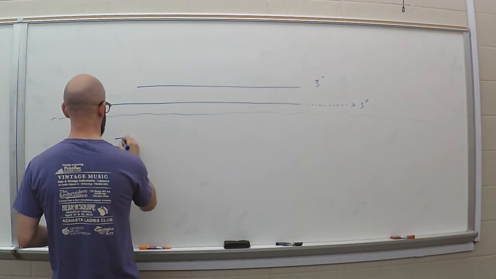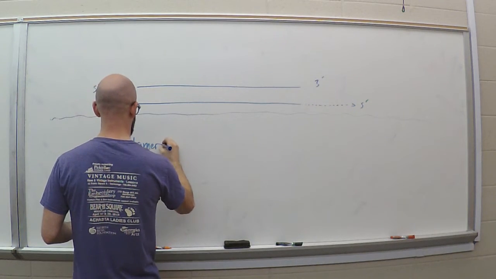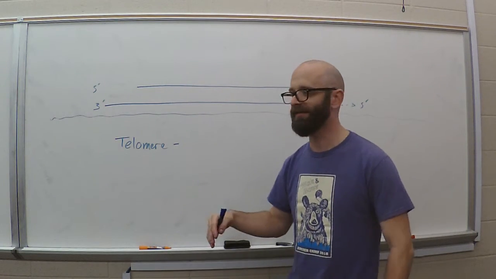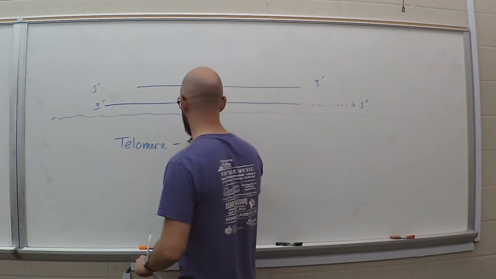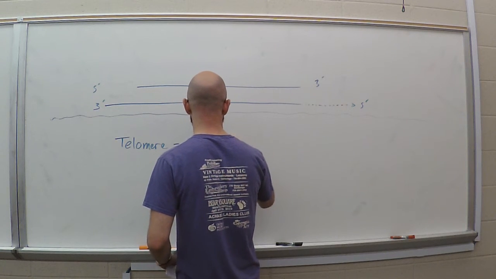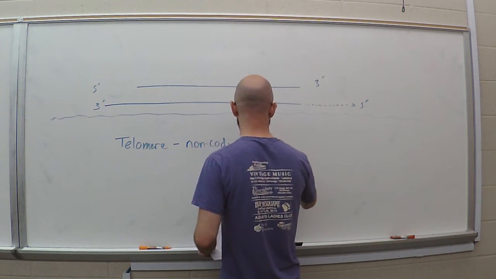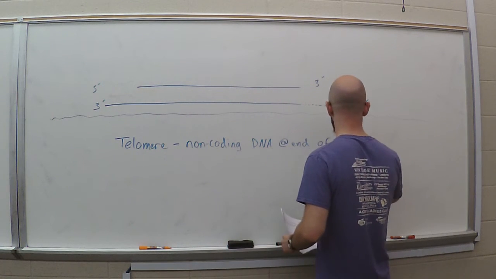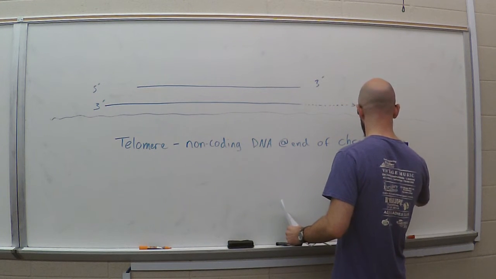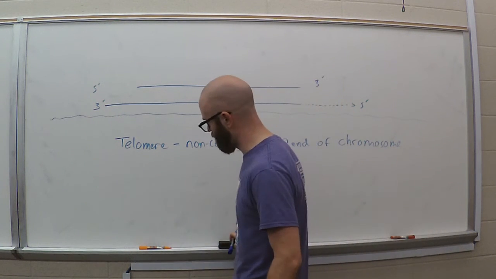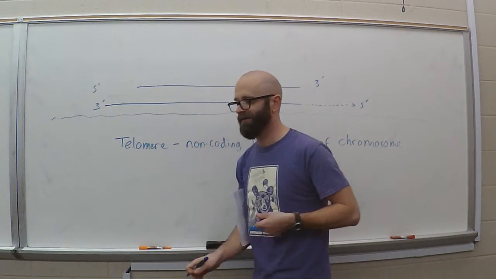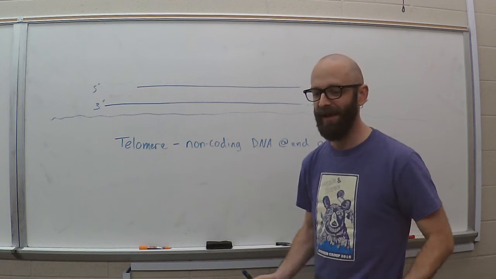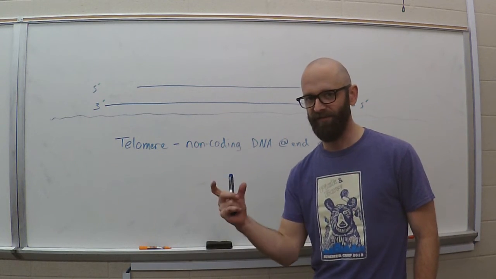It's a region called a telomere. And this is just non-coding DNA at the end of a chromosome. And so it's there basically just as a buffer, because every time the DNA gets replicated, the telomere is going to shorten just a little bit more.